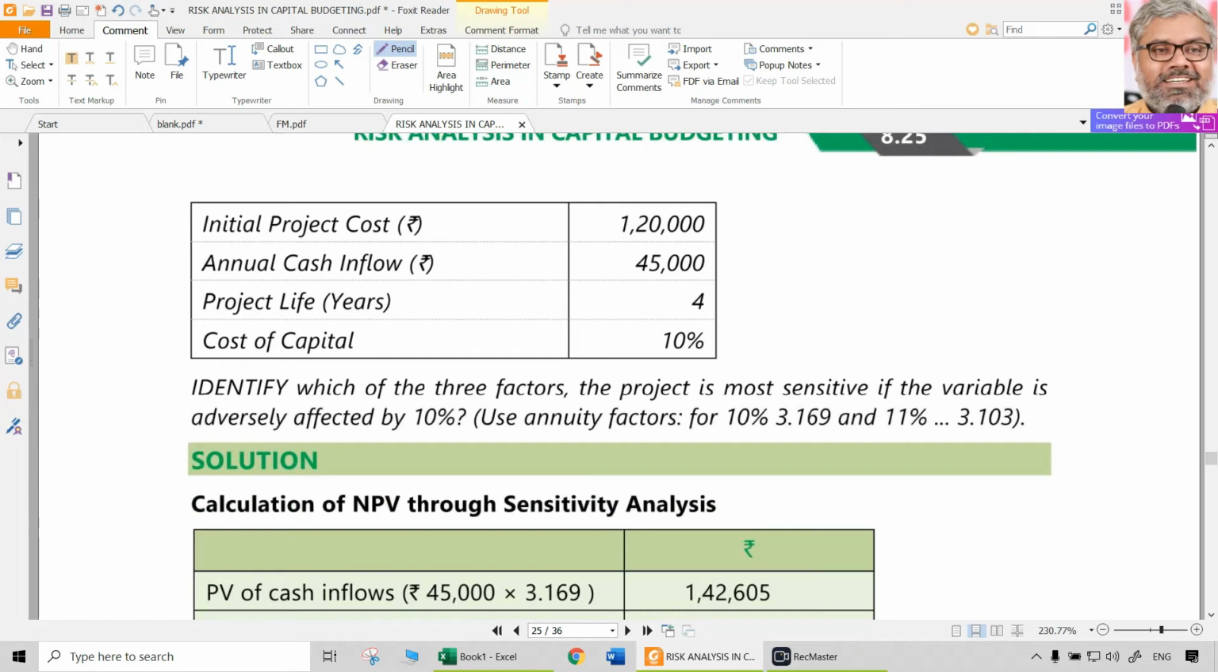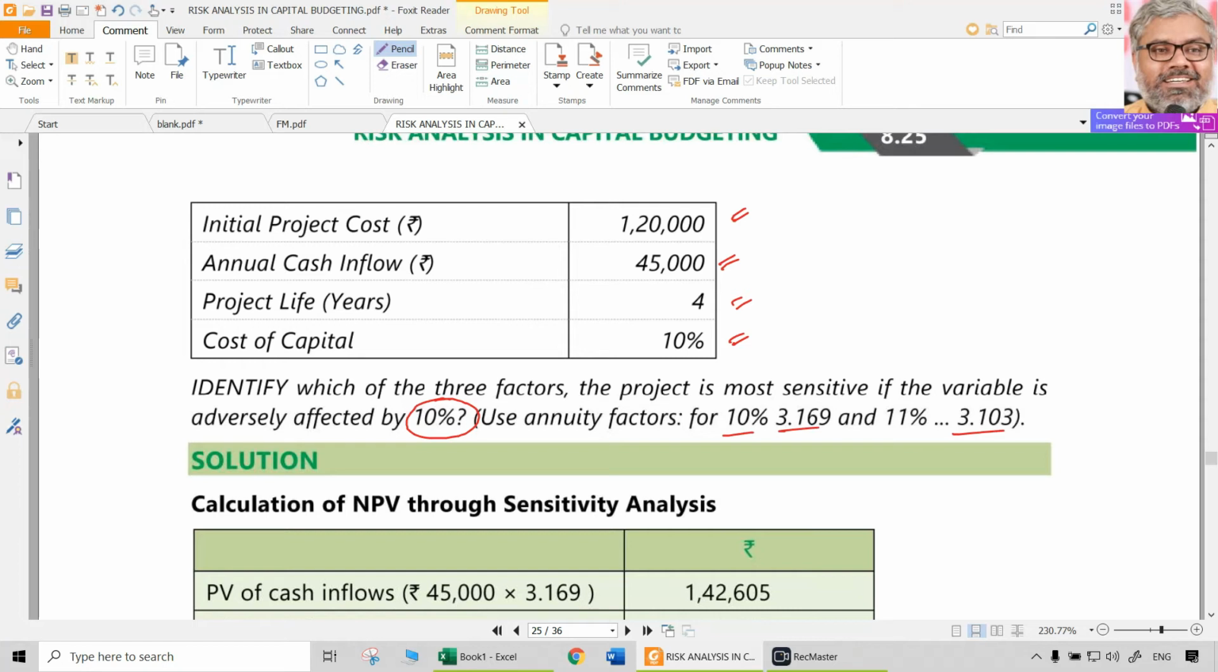And the base case details are given. Initial project cost is 1,20,000. Annual cash inflow is 45,000, directly given. Project life is 4 years. Cost of capital is 10%. Identify which of the three factors the project is most sensitive to if the variable is adversely affected by 10%. If nothing is given, you can take any percentage. But if it is given clearly, 10% adverse variance has to be done on each variable at a time, you take 10%. And annuity factors are given already, so we can just use them. So it's a straightforward calculation.